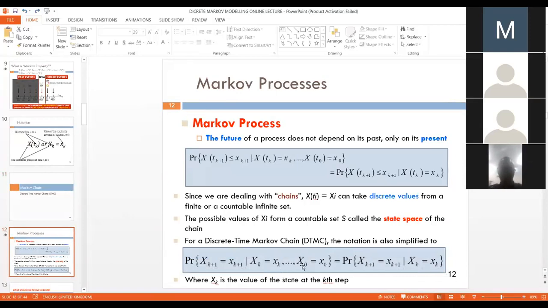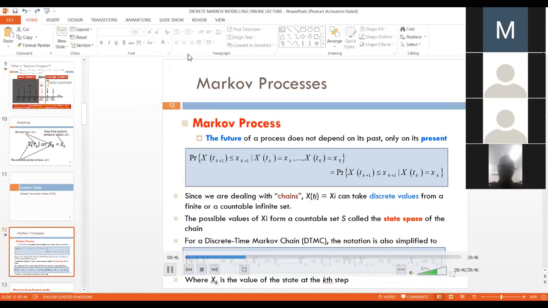And previous given states can just be expressed as the probability that the stochastic process, or the random variable, tomorrow is in a particular state, given that the process today has a certain value x of k. Good.